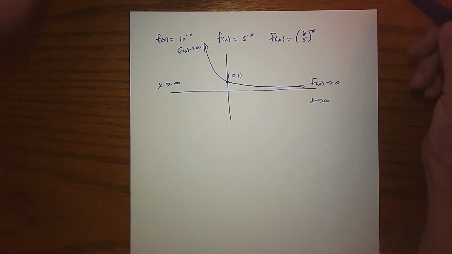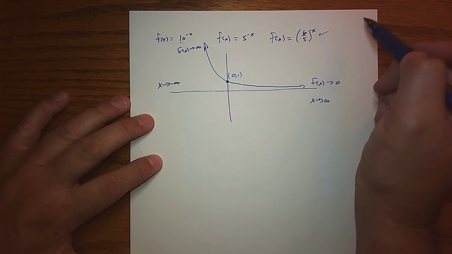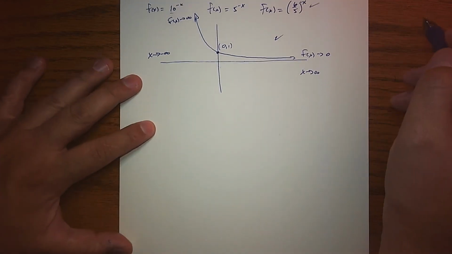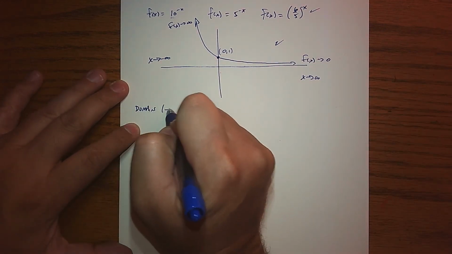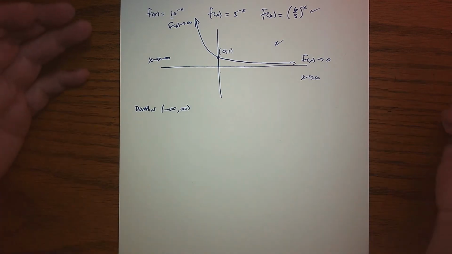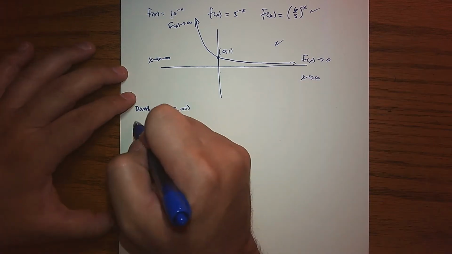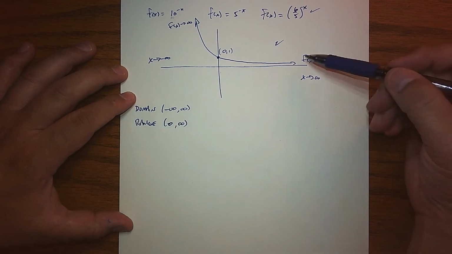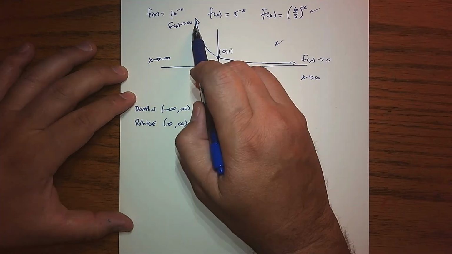Would I expect 10 to the negative x, 5 to the negative x, 6 over 5 to the negative x to behave the same way? These are all exponential decay models that have all these behaviors. So what can we tell about an exponential decay model? Well, first of all, the domain, just like the growth model, is everything. You can plug any value of x into the model and you're going to get an output. The range, just like the growth model, is from 0 to infinity. It never touches 0. It's always above the x-axis.